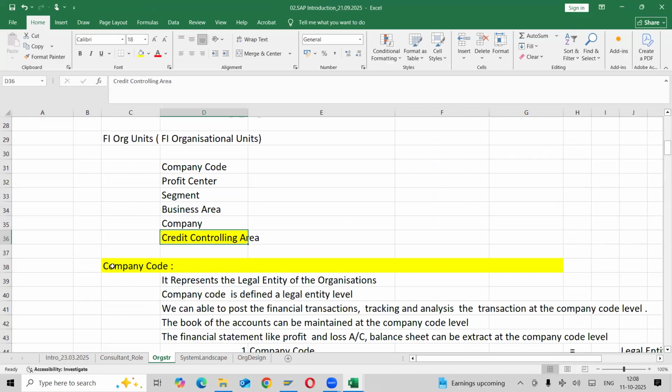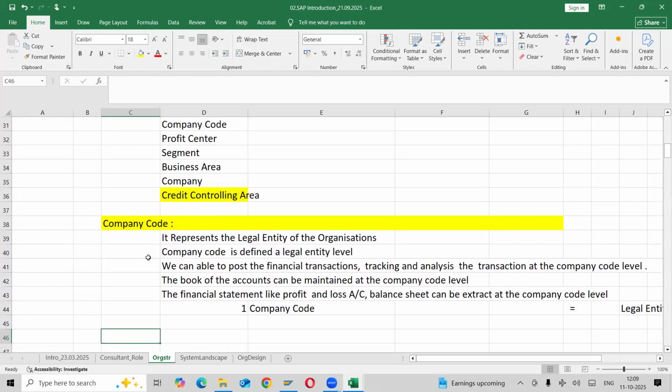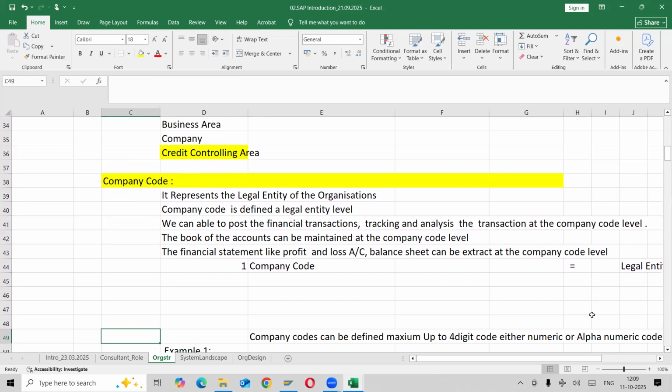What do you mean by company code? Last time we discussed it's an entity, a legal entity, a representative, an artificial person. All the accounting books will be maintained at company code level. In SAP, creation of a company code is a mandatory thing. Clear? Next, as I said, it's a legal entity; we can post the financial transactions at company code level. The books will be maintained at company code level. Company code is equal to legal entity. We discussed already what a legal entity is.